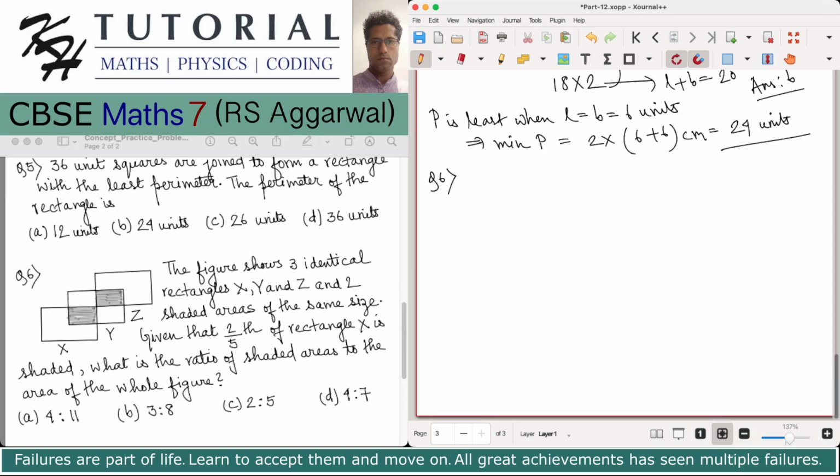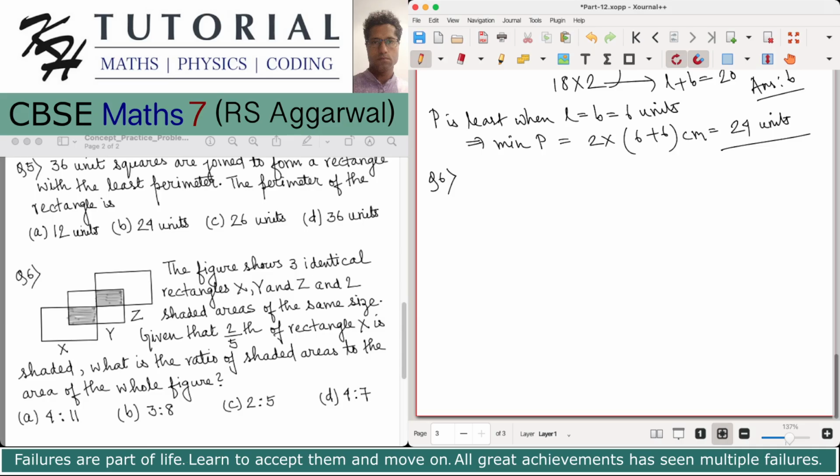Question number 6, we have a figure. The figure shows three identical rectangles X, Y and Z. So X, Y and Z are identical rectangles, meaning they are congruent rectangles, and two shaded areas of the same size. So the shaded areas are of same size.